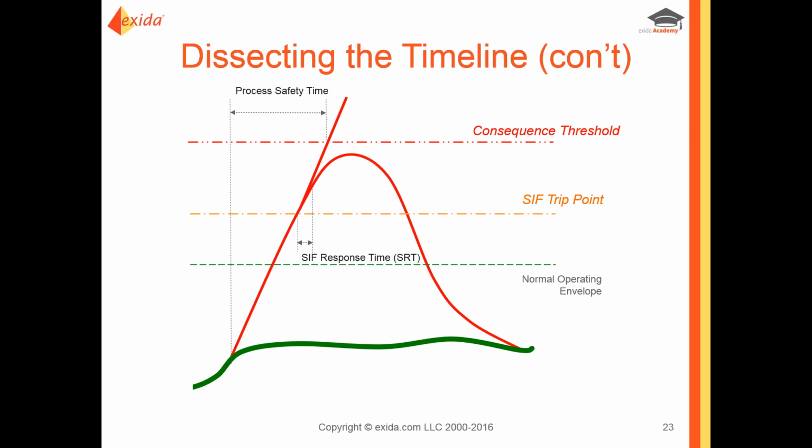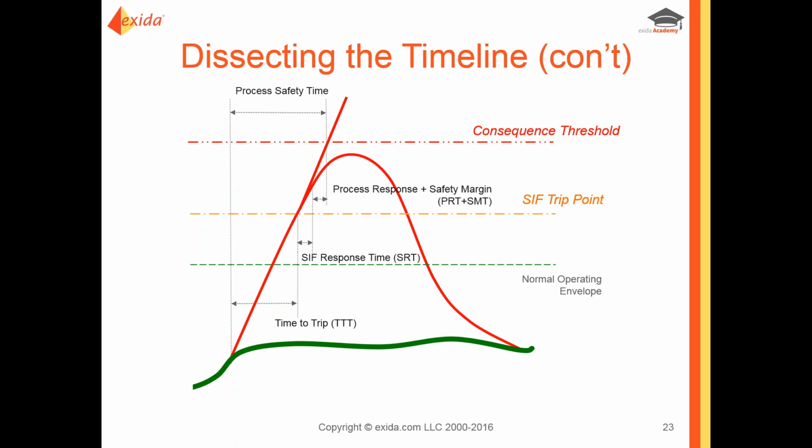One thing we can easily calculate is how long it took to get to the trip. What part of that process safety time is consumed by the event escalating up to the point where we actually choose to trip it? So we can calculate that number, the time to trip, and again, it's a straight rate of change between two points along the modeled curve for the process.